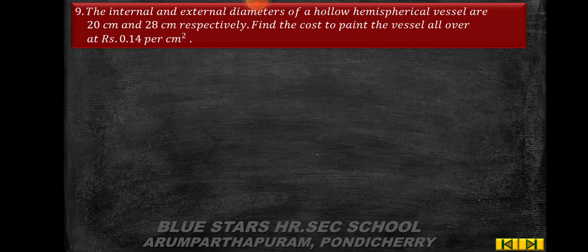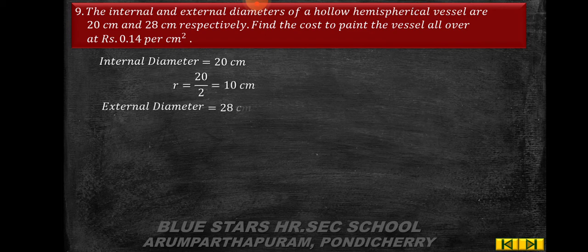Problem number 9. The internal and external diameters of a hollow hemispherical vessel are 20 cm and 28 cm respectively. Find the cost to paint the vessel all over at rupees 0.14 per centimeter square. Internal diameter is equal to 20 centimeter. r is equal to 20 by 2, which is equal to 10 centimeter. External diameter is equal to 28 centimeter. Capital R is equal to 28 by 2, which is equal to 14 centimeter.